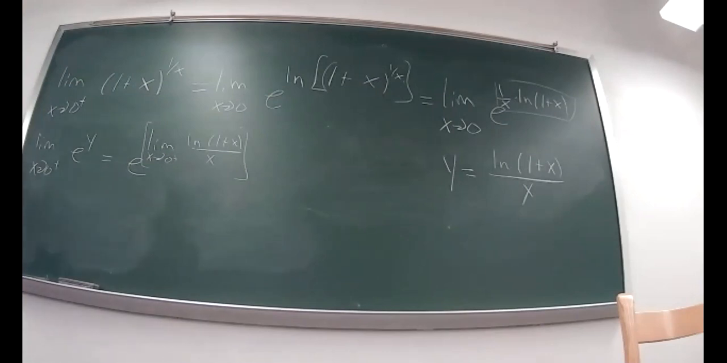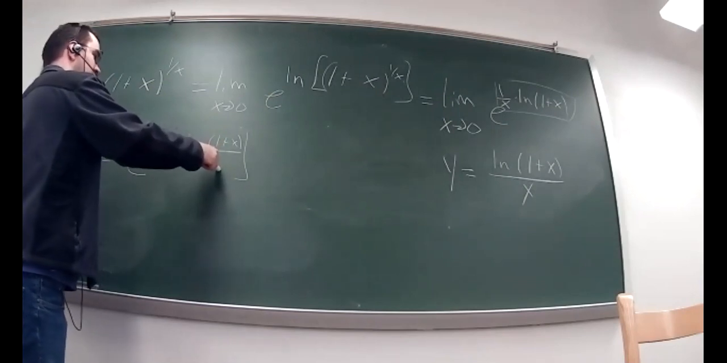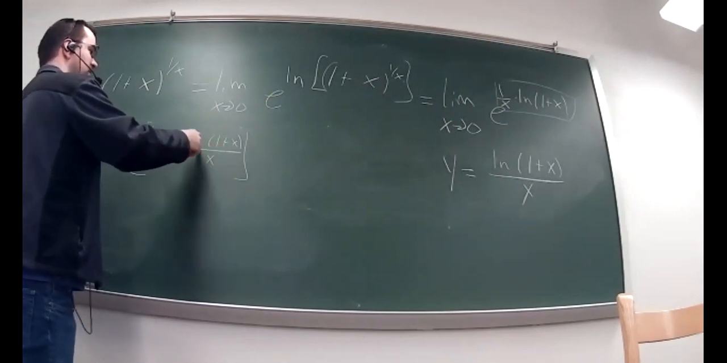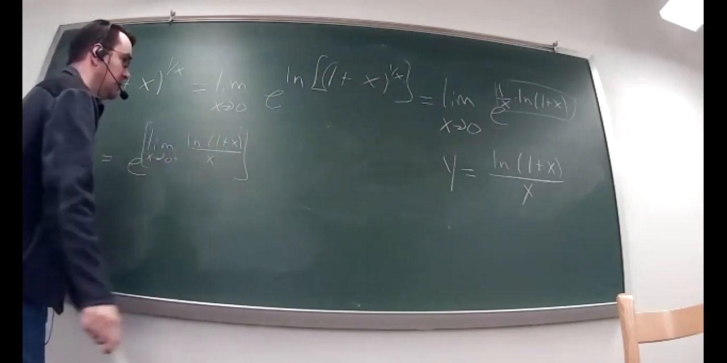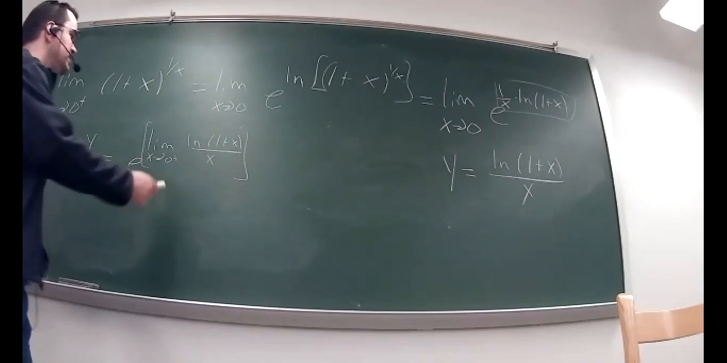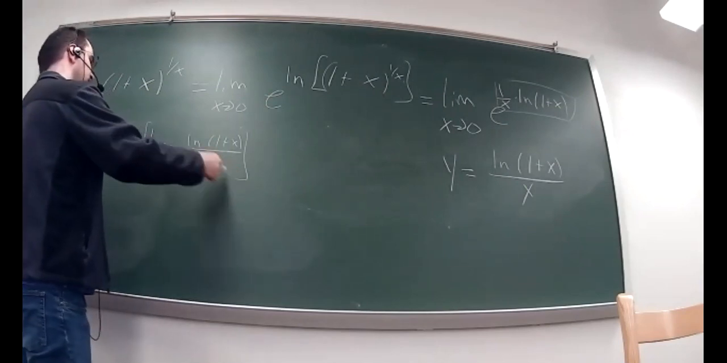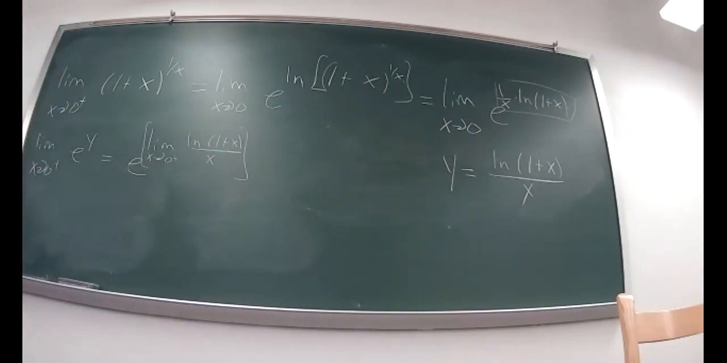And this limit you can do with L'Hopital's rule, because as x goes to 0, you're going to have natural log of 1, which is equal to 0, and x is 0, so you get 0 over 0 indeterminate form. So it's sufficient to find this limit and then substitute that into e to the y.